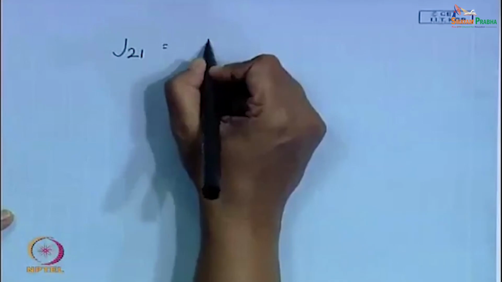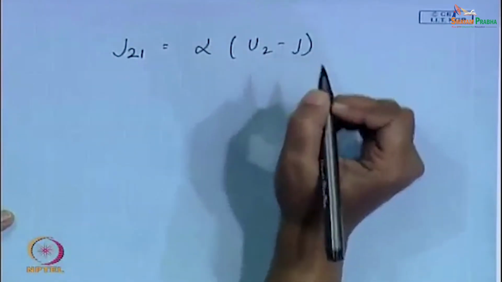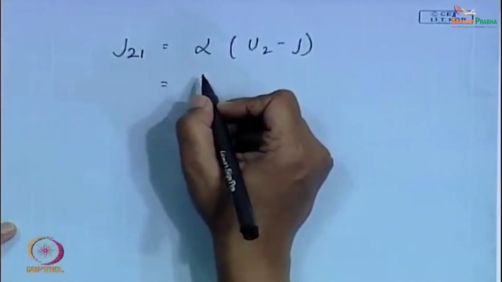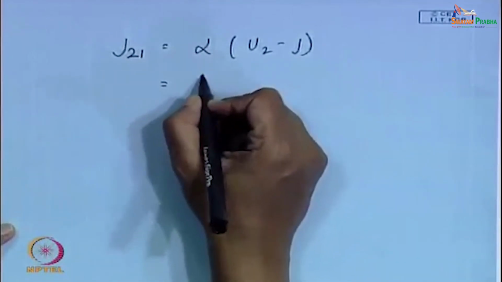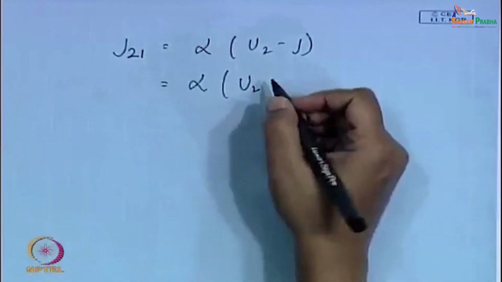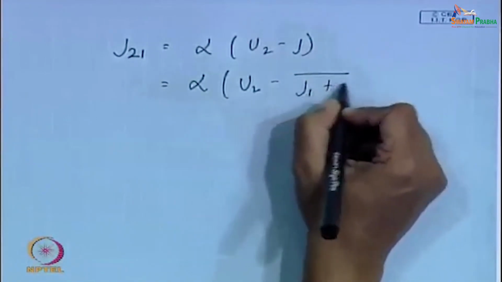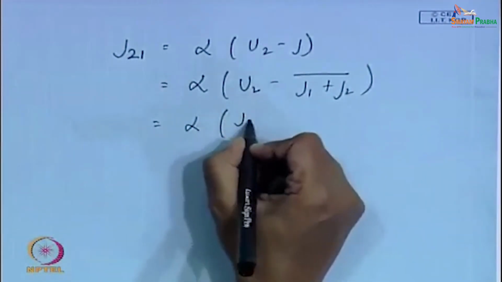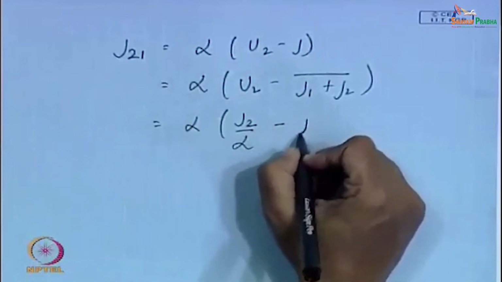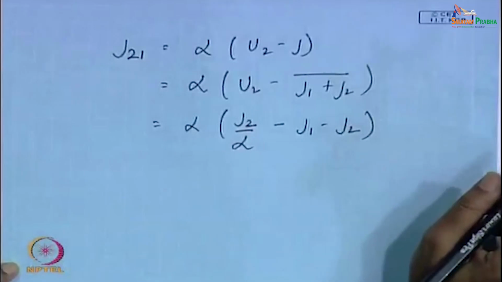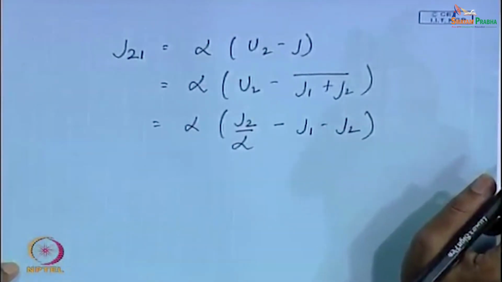Starting from the basic definitions, please remember always we will be starting from the basic definitions and then proceeding. So, what does this give us? This gives us alpha into U2 minus J1 plus J2, right. Alpha also U2 also we can substitute in terms of J2, and we get an equation something of this sort. Agreed? We have just substituted J and U2 in terms of component fluxes J1 and J2.